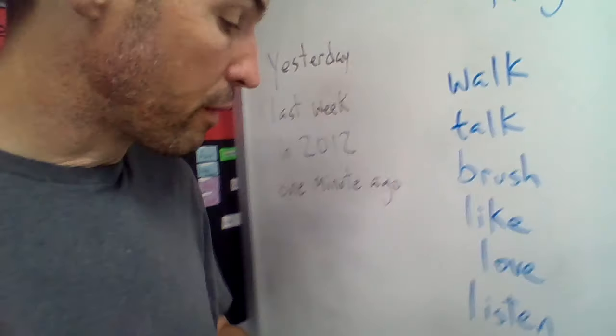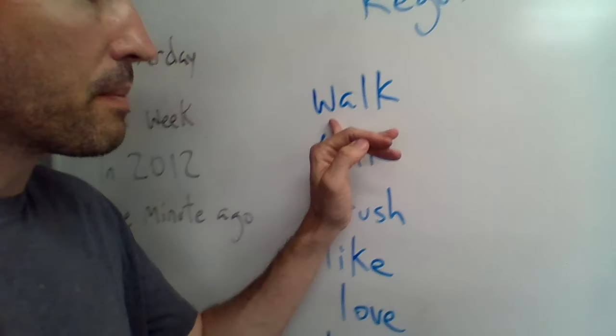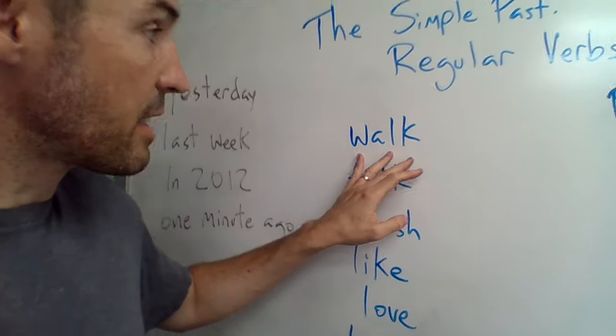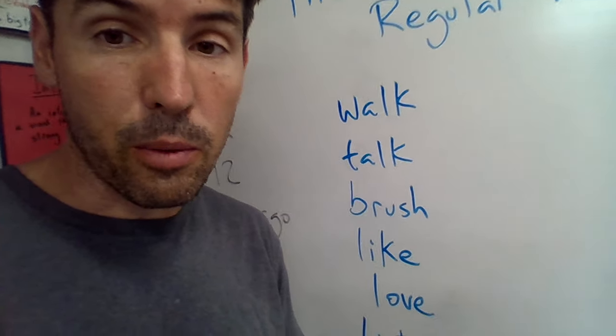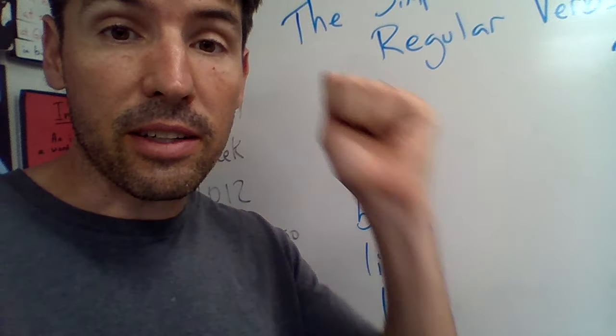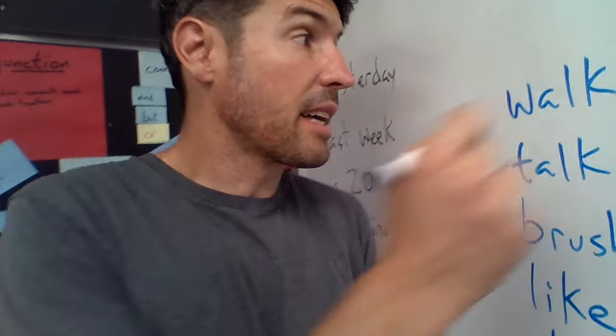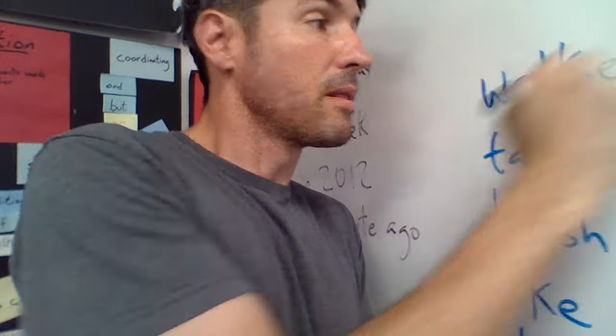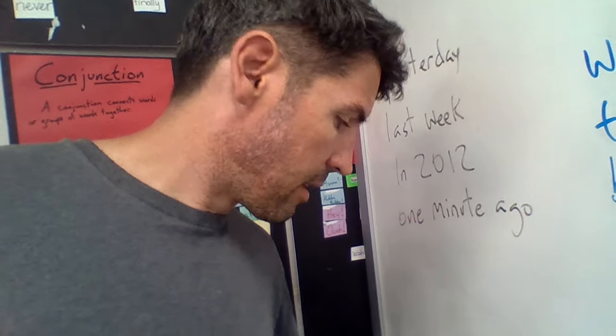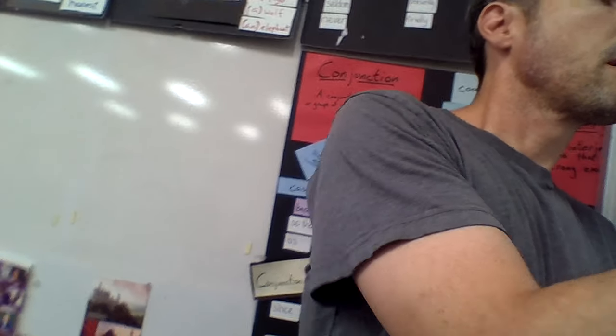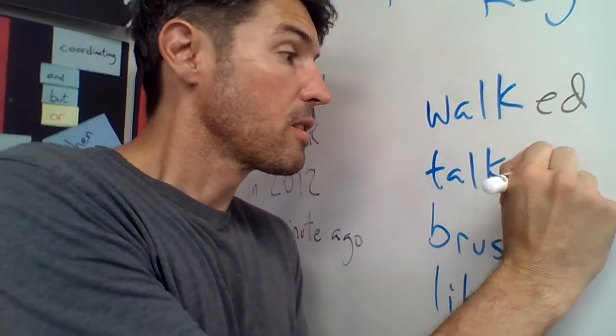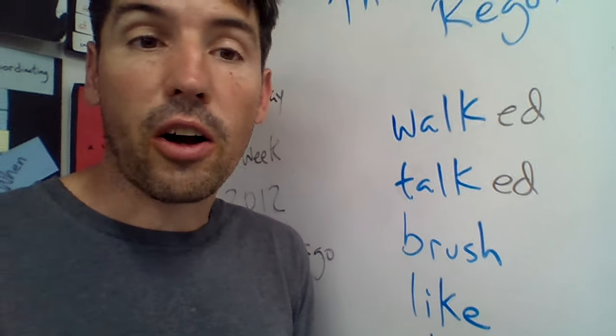For these regular verbs, what I do is I take a word like walk, and if it's a regular verb and I'm talking about the past, like yesterday, I'm just going to add an ed when I write it. So walked. I need a better marker. Yes, that's much better. Okay, so walked. Talk with ED, talked.